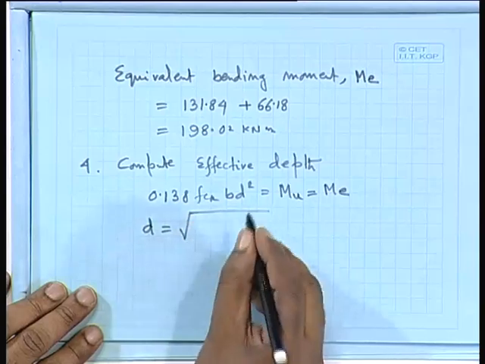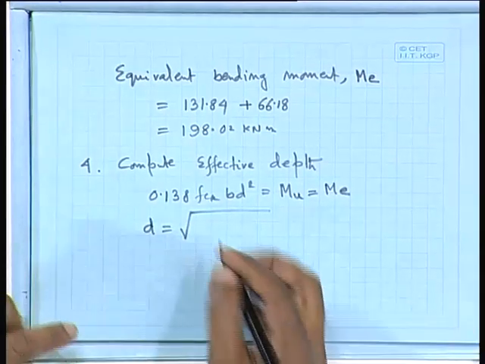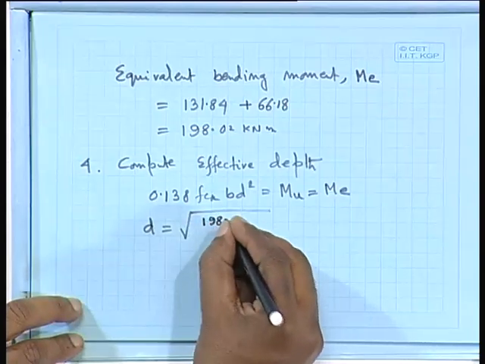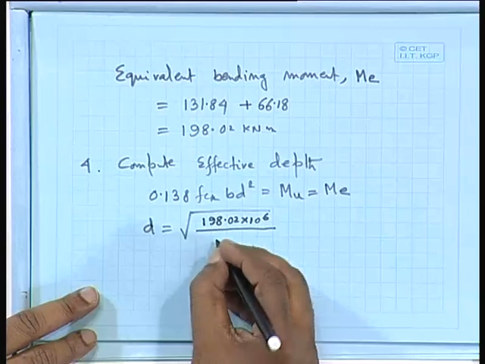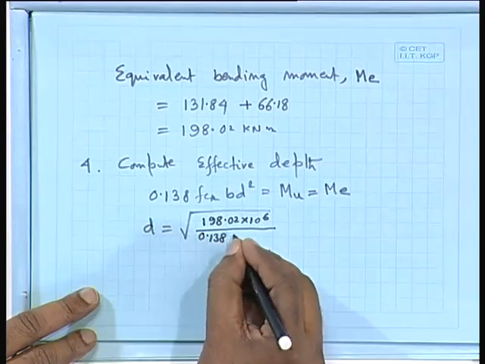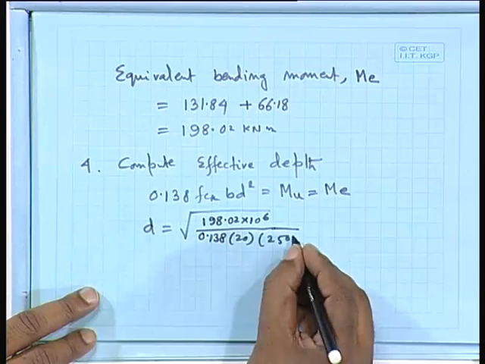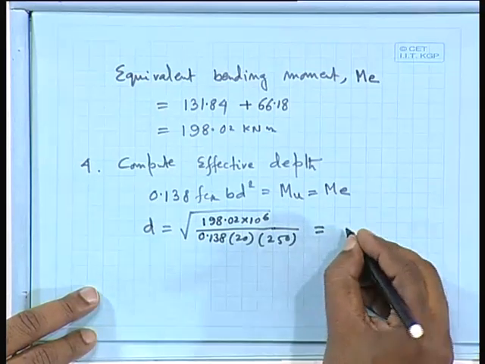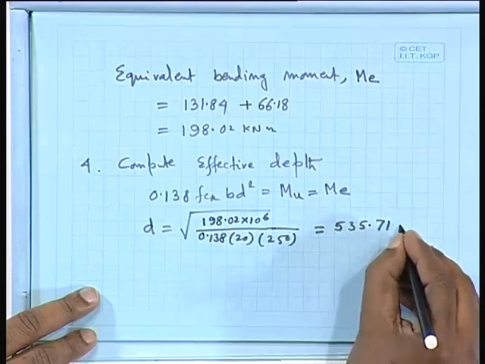d equal to 198.02 into 10 to the power 6, divided by 0.138 times 20 times 250, equals 535.71 millimeter.